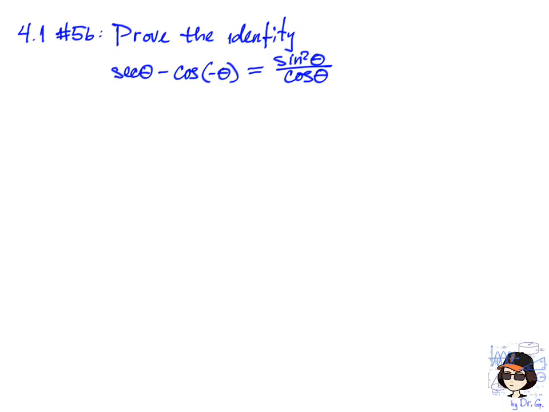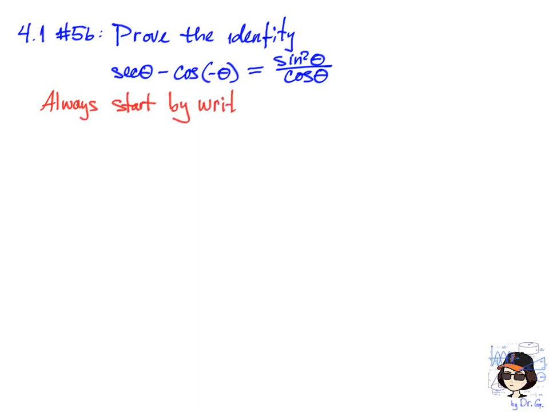So the first one was 4.1, number 56. And so in the homework, you would write this down. You would write, prove the identity, secant theta minus cosine of negative theta equals sine squared theta over cosine theta. So that's what you would write down on your homework. And then I really want you to do this problem.